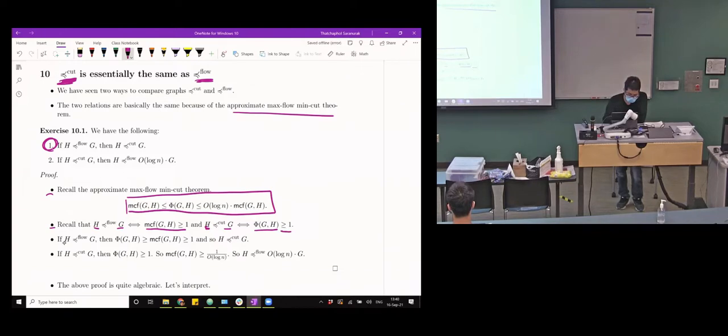Suppose that H is at most G, flow-wise. Then you have that the maximum concurrent flow is at least 1. But because of this inequality, you have that H's expansion is more than 1 too, which means that H is cut-wise at most G. The other direction is kind of the same. Just do the math. I will just skip it.